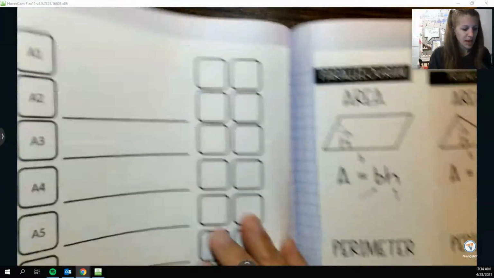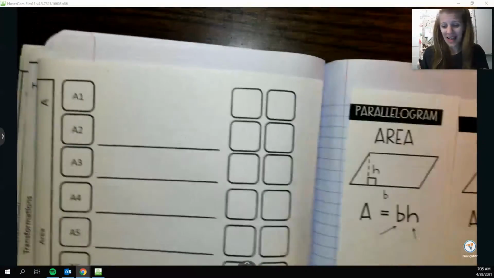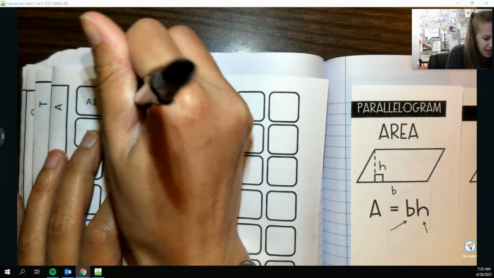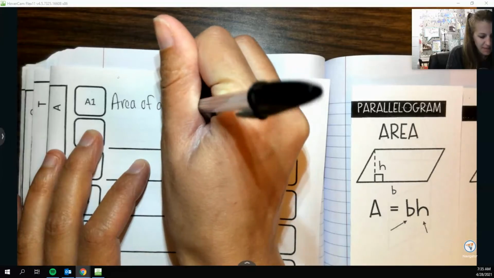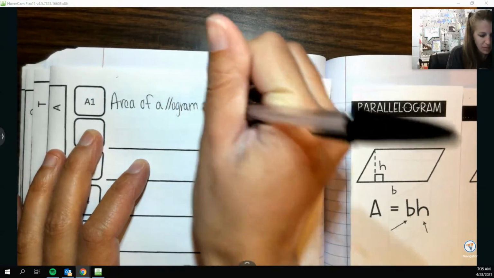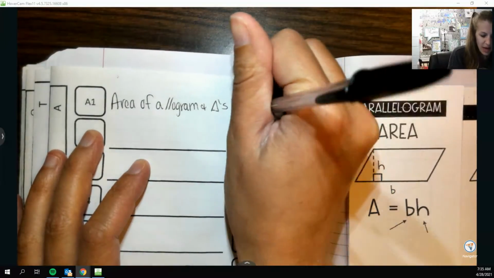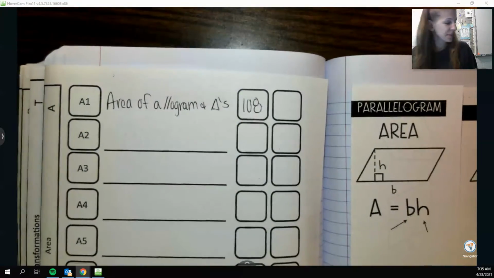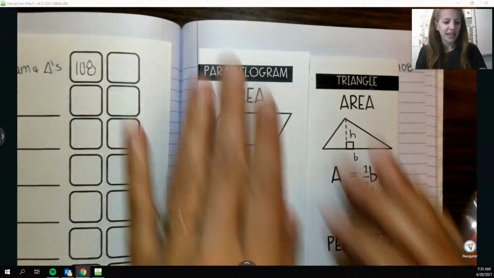So in our table of contents here on area, I don't know what happened to my first line there, but the first topic we're going to talk about is area of a parallelogram and triangles. We're going to do that on page 108 only, which is the page right across from this right here.